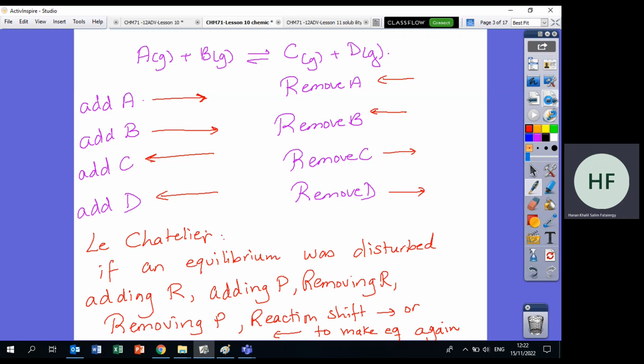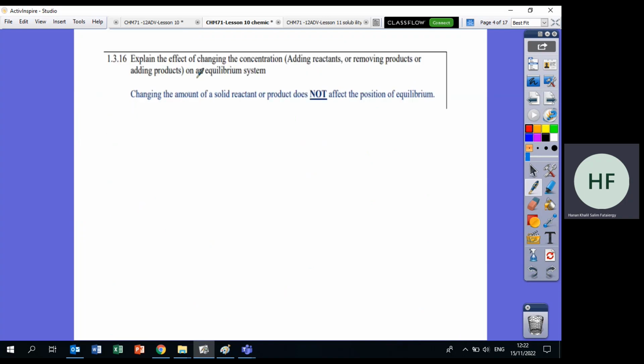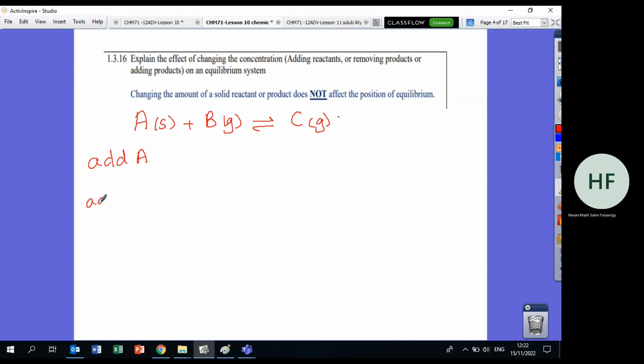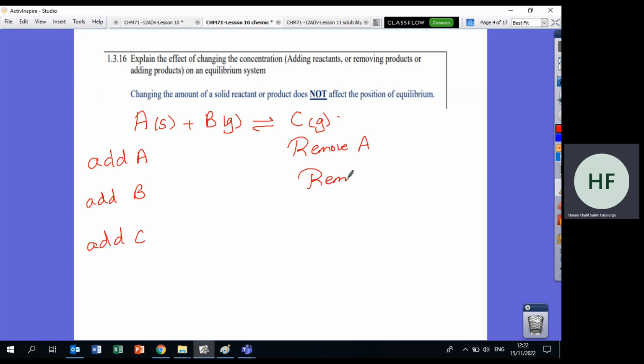Okay? Now let's see another example. I want you to pay attention to this. If we have this reaction, A solid plus B gas is in equilibrium with C gas. Now the question is, what happens when we add A, when we add B, and when we add C? What happens when we remove A, when we remove B, and when we remove C?